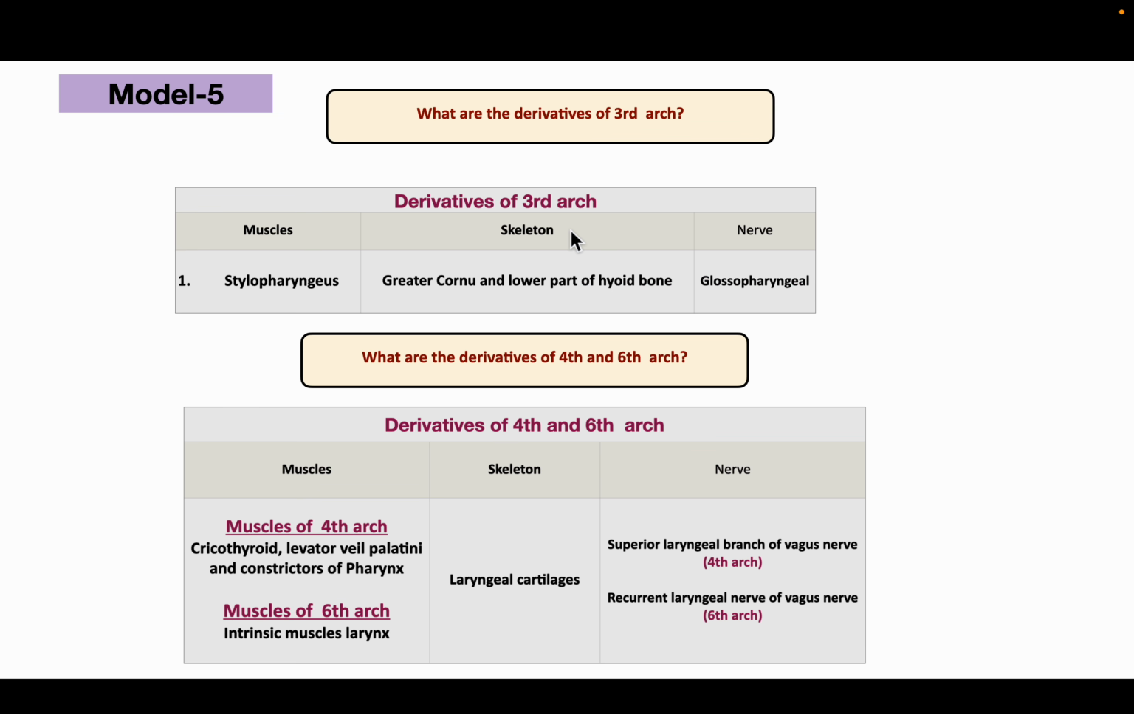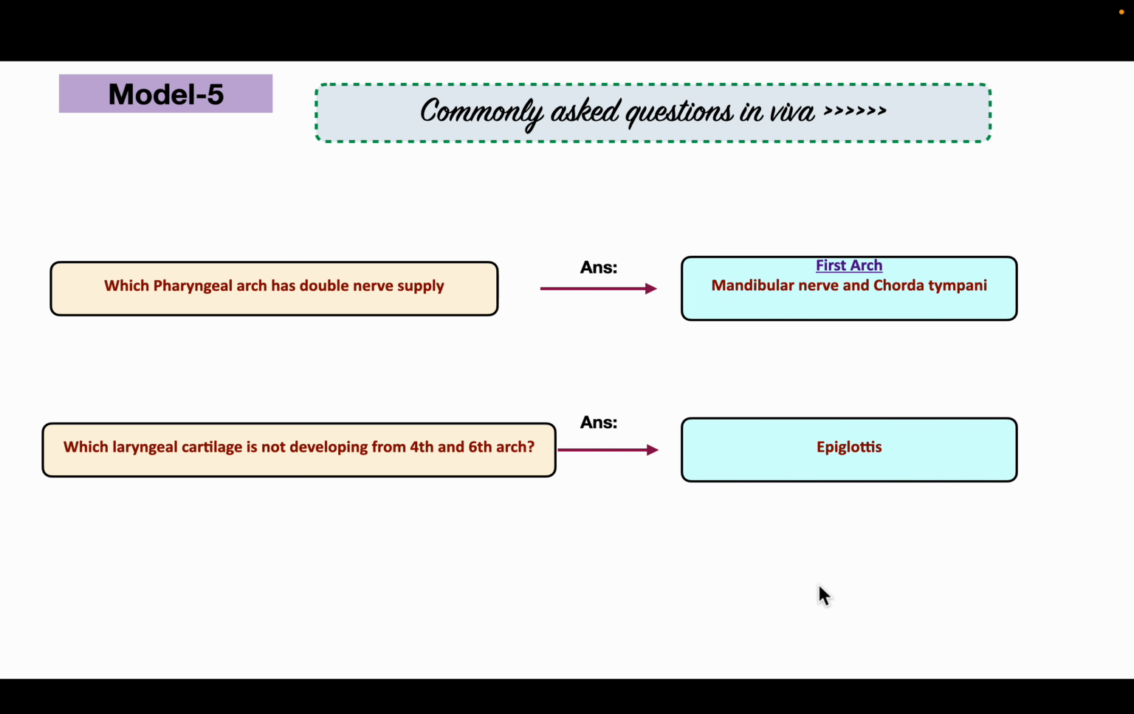Then the derivatives of the third arch, and the derivatives of the fourth and sixth arch. The skeleton component is the laryngeal cartilages, mind it. All the laryngeal cartilages arise from the fourth and sixth arch except the epiglottis. That is important. The nerve of the fourth arch is the superior laryngeal branch, and for the sixth arch the nerve is the recurrent laryngeal nerve. Both are branches of the vagus nerve.